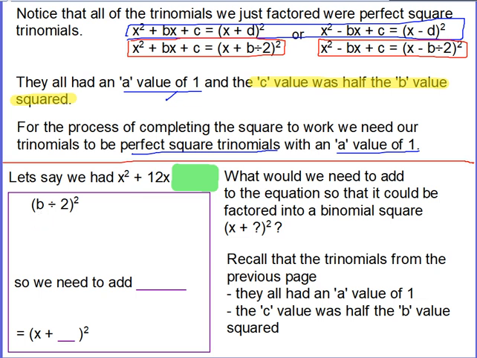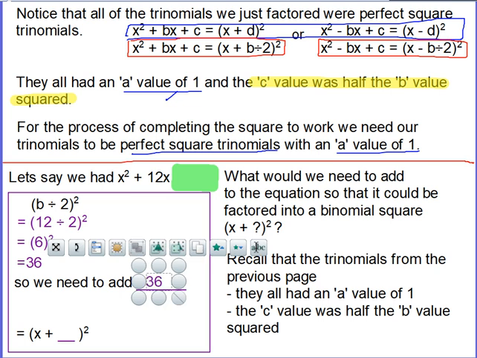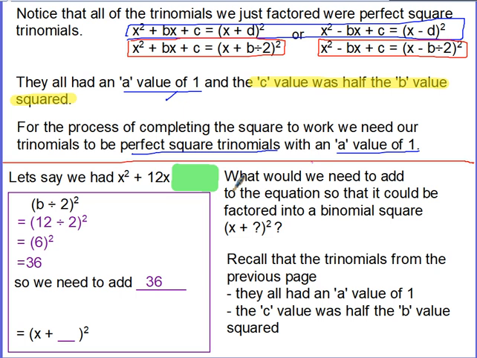So let's go ahead and, here, actually, I think I got it. Yeah. 12 divided by 2 squared, which gives us 6 squared, and 6 squared is 36. So if we want this trinomial to be a perfect square trinomial, what we're going to have to do is add 36 at the end there. So we can go ahead and even write that in here. It's got to be plus 36.